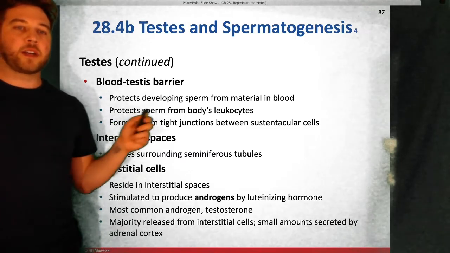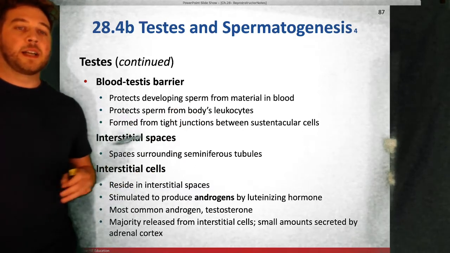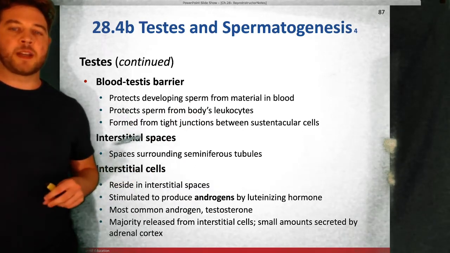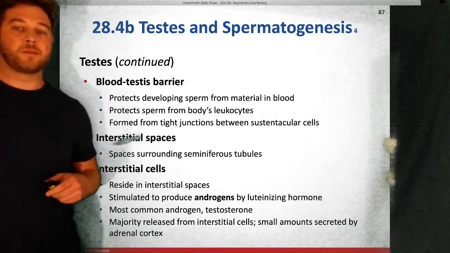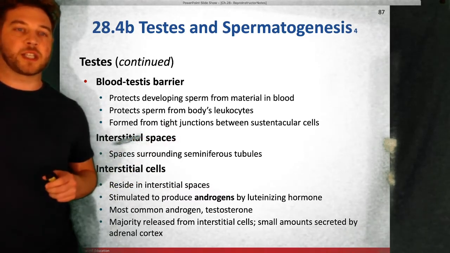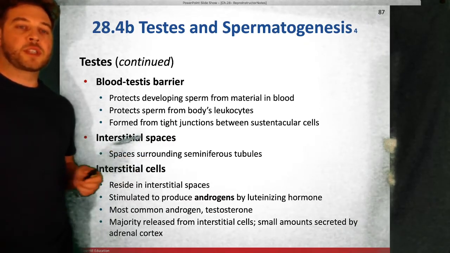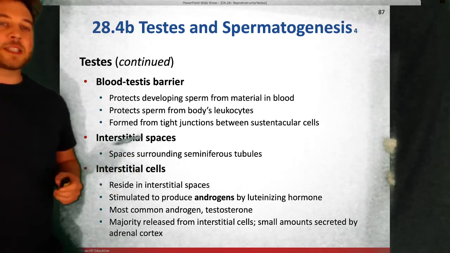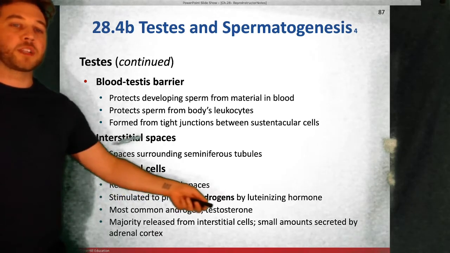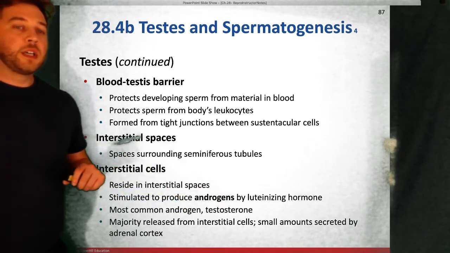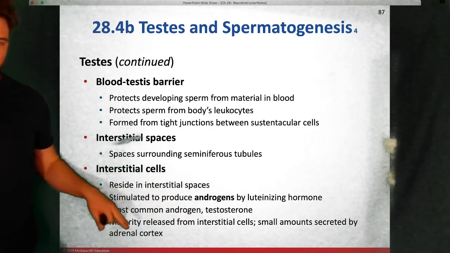There is a blood testes barrier protecting developing sperm from material in your blood, similar to the blood-brain barrier. It protects sperm from the body's leukocytes so that they aren't attacked. It is formed from tight junctions between sustentacular cells. Your interstitial spaces surround the seminiferous tubules, and your interstitial cells reside in those spaces. They produce androgens under stimulation by LH. The most common one is testosterone. Most of it is released from interstitial cells, with a small amount from the adrenal cortex.